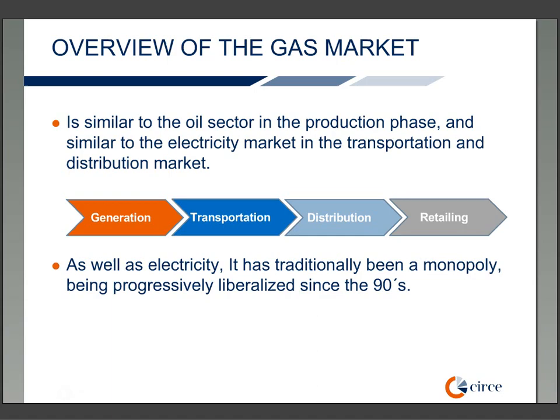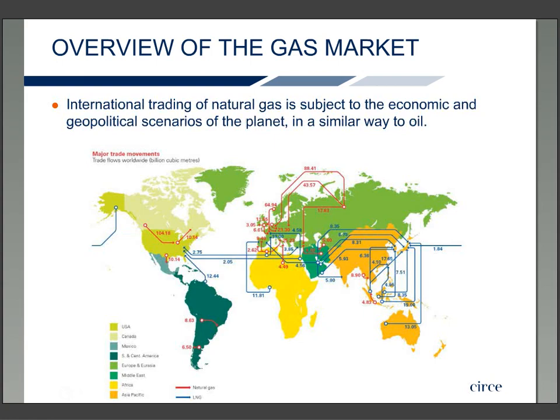Nowadays, the natural gas industry has changed dramatically and is much more open to competition and choice. The price of natural gas is dependent on supply and demand interaction, as any other commodity. The international trading of natural gas is subject to the economic and geopolitical scenarios of the planet, in a similar way to oil. For example, Western Europe is highly dependent on this resource, which affects the economic and political relations with the major exporting countries.